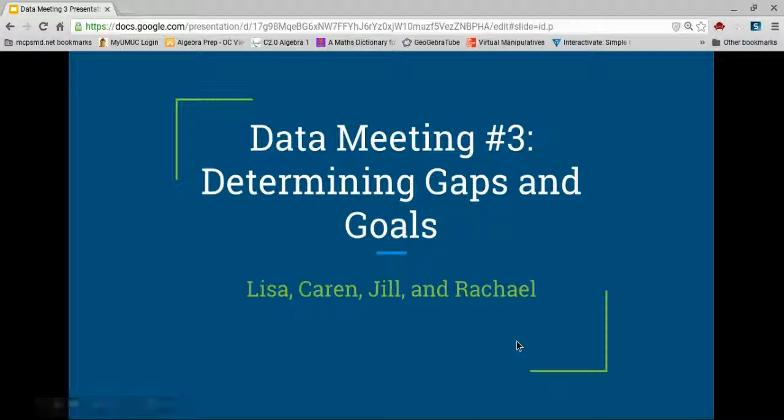Data Meeting 3, Determining Gaps and Goals by Lisa, Karen, Jill, and Rachel.